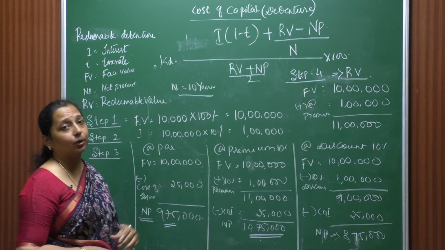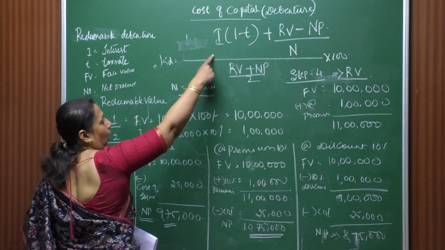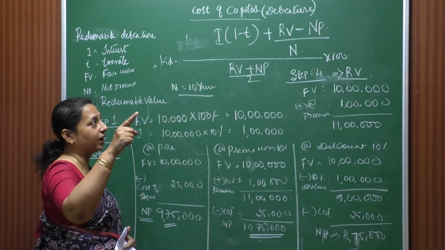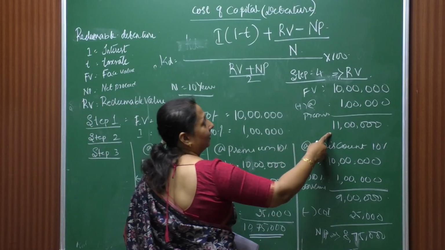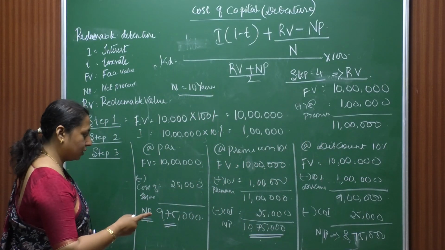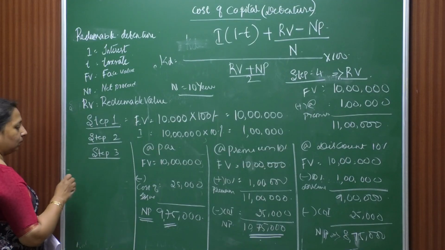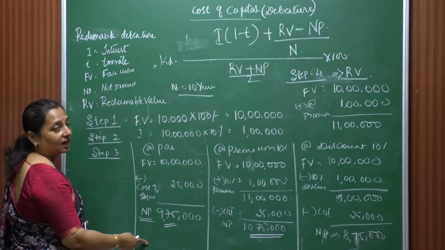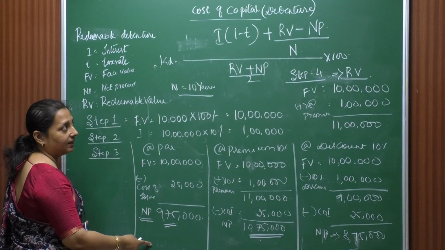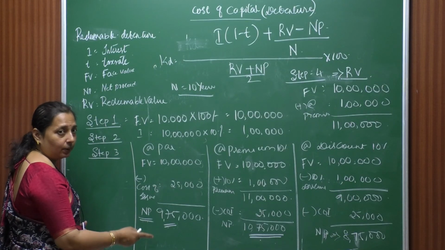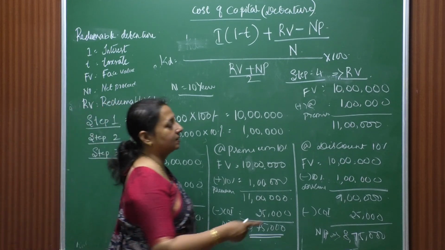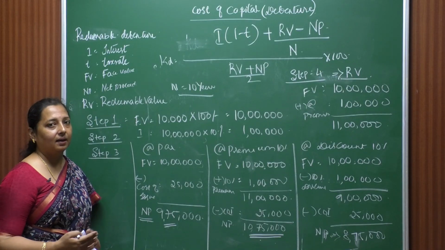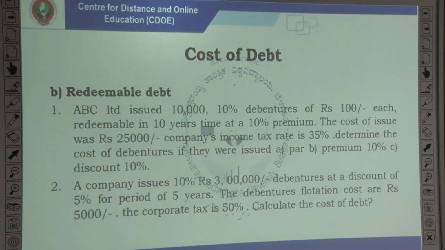Substitute the components. Interest, how much you have calculated, that is 1 lakh rupees, times 1 minus tax rate, that is 0.35, plus redeemable value 11 lakh minus, first you have to calculate it for par. So, par is 9,75,000, and then N stands for 10 years, and RV stands for redeemable value, that would be 11 lakhs. Substitute the values and calculate cost of debt.